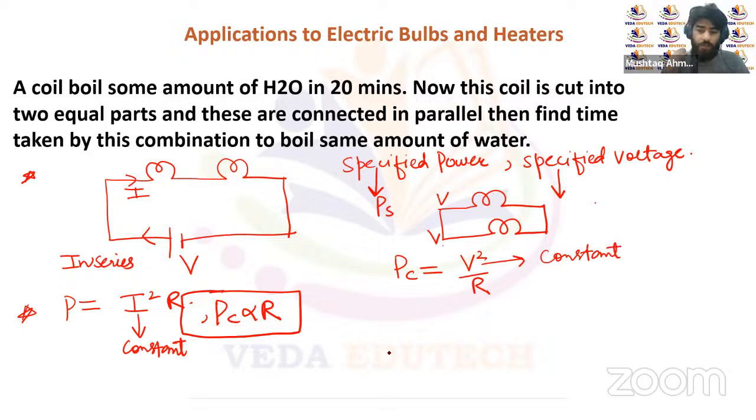It means that the power consumption in case of parallel combination of the bulbs will be inversely proportional to the resistance of that bulb. The bulb with lesser resistance will consume more power, and the bulb with higher resistance is going to consume less power.